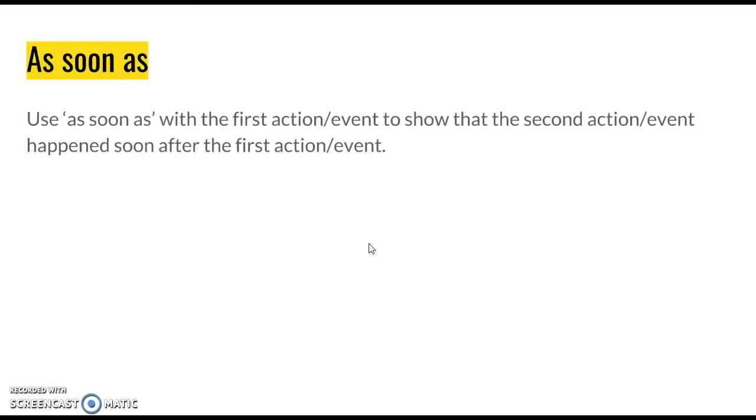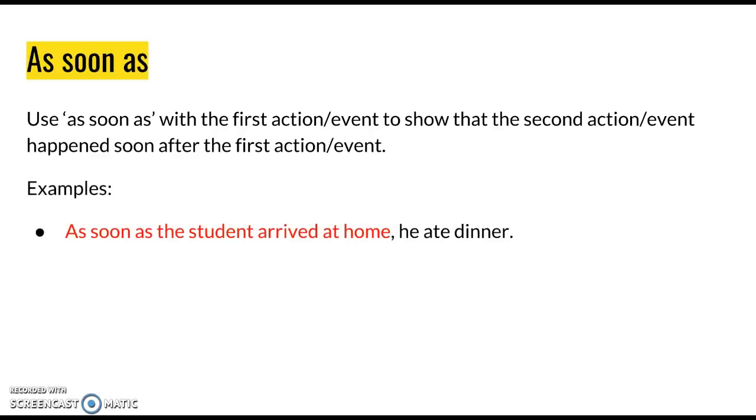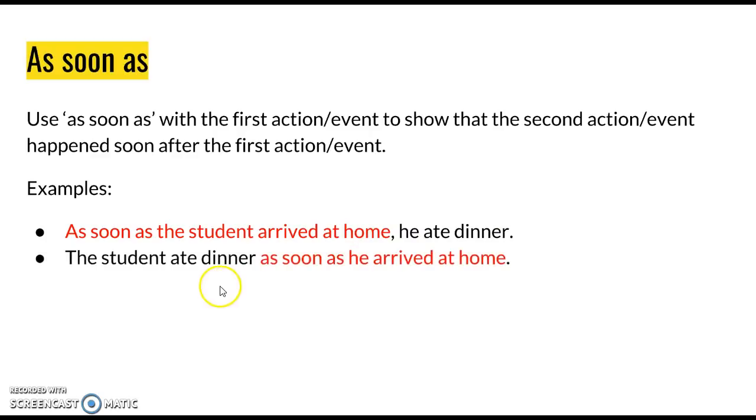As soon as is also a subordinator used to show time order. We use as soon as with the first action or event to show that the second action or event happened soon after. For example, as soon as the student arrived home, he ate dinner. The first action is the student arrived at home, and right after that, the second action happened: he ate dinner. And just as with the others, we can write the sentence like this: the student ate dinner as soon as he arrived home. The order of events is the same, whether you put the independent clause first or the dependent clause first.